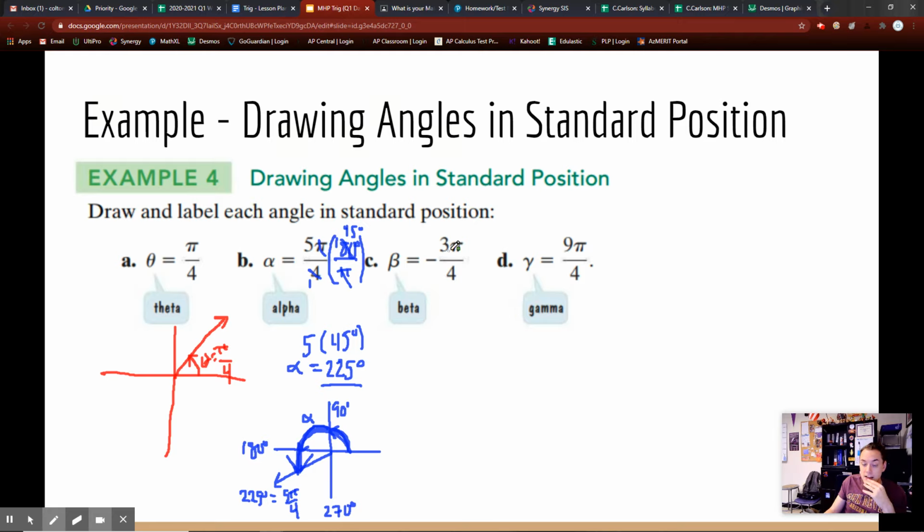So this is beta, negative 3 pi all over 4. How do I do negative 3 pi all over 4 for beta? Well, if I draw my standard position out, pay very close attention to what I'm about to do. What this is saying is negative 3 times pi all over 4. I should know, because we did it already in this lesson, what pi over 4 is. Pi over 4, guys, pay attention, is 45 degrees.